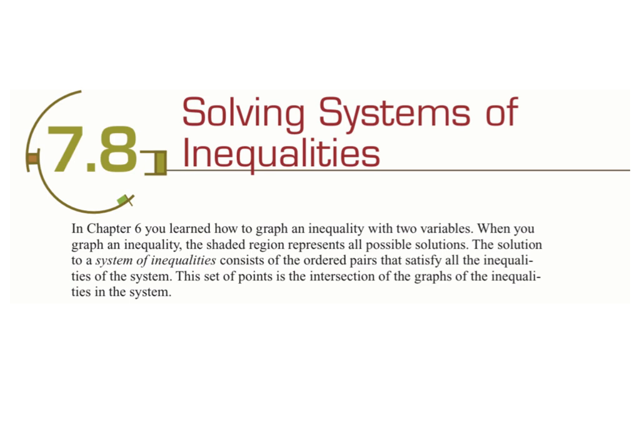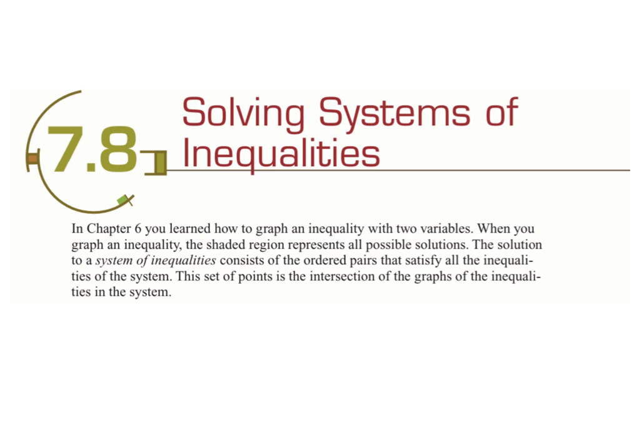So in the last chapter, we graphed 1 inequality. Remember, this chapter is all about systems of equations, where we had 2 lines, 2 linear equations, and we graphed the intersection, or we eliminated, or we did substitution to solve, okay?